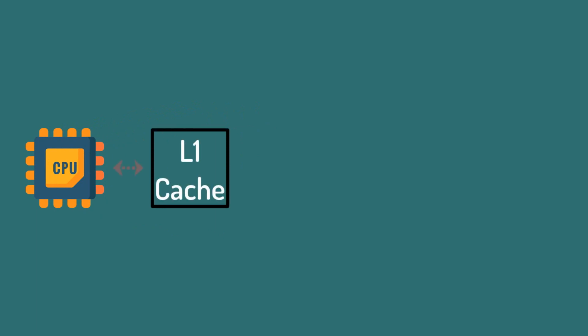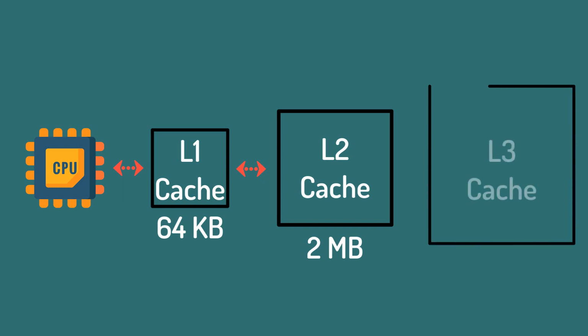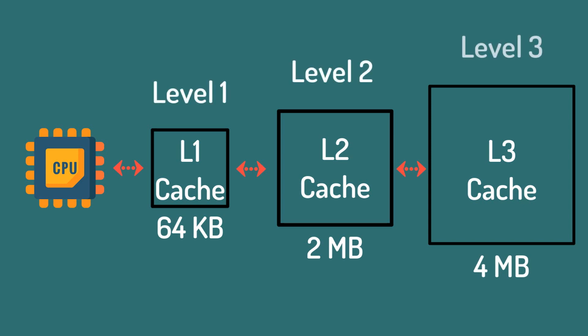Modern processors often contain an L1 cache that is right next to the processor and an L2 cache that is slightly further away. The L1 cache is the smallest, around 64 kilobytes, while the L2 cache might be around 2 megabytes in size. Some high-end processors even include an L3 cache, which is larger than the L2 cache. When a processor accesses data from higher level caches, it may also move the data to the lower level cache for a faster access next time.